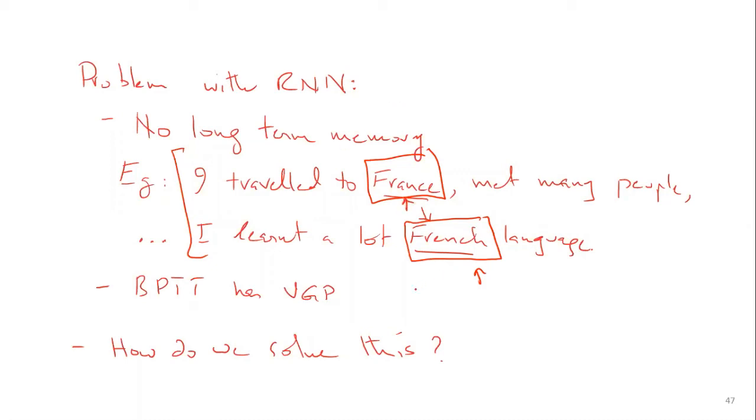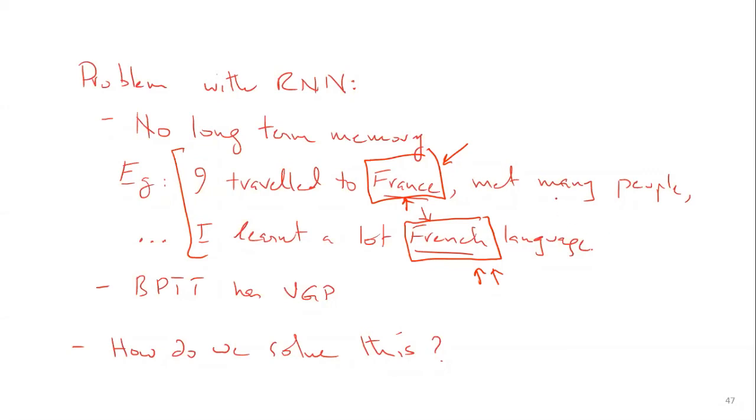Now again, there's going to be backpropagation through time. Hopefully it should be able to figure out that this word over here is French and not German or something else. Why? Because it should remember that we are in France. Now the question is, how do you do that? Using an RNN, with backpropagation through time, the gradients are going to become extremely small. It's not going to be able to learn very well.